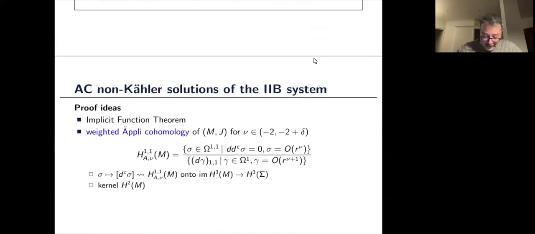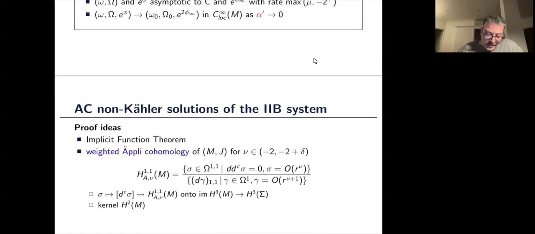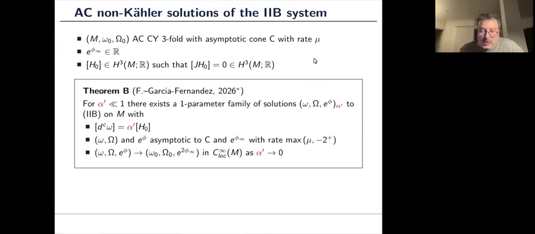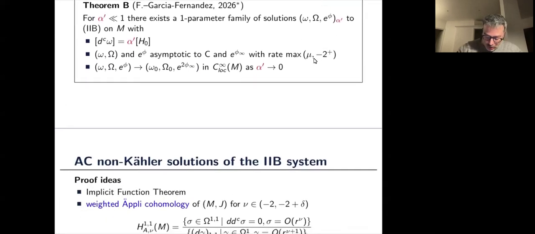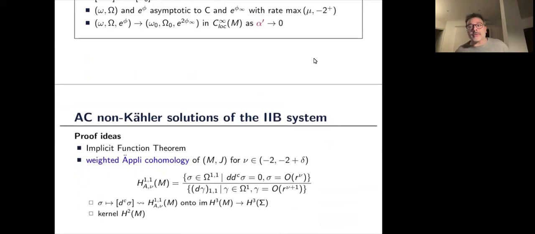Okay, so let me say very quickly, this type of result is not so surprising: I start with a Kähler solution and I perturb. So what goes behind this? Of course, there's going to be some application of the implicit function theorem. So the main point is understanding the linearization, and understanding the linearization is essentially about understanding what you might call the weighted Aeppli cohomology of an asymptotically conical Calabi-Yau manifold.